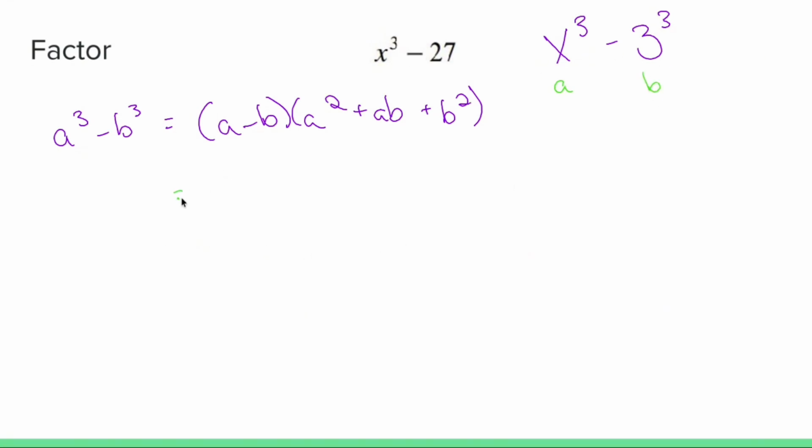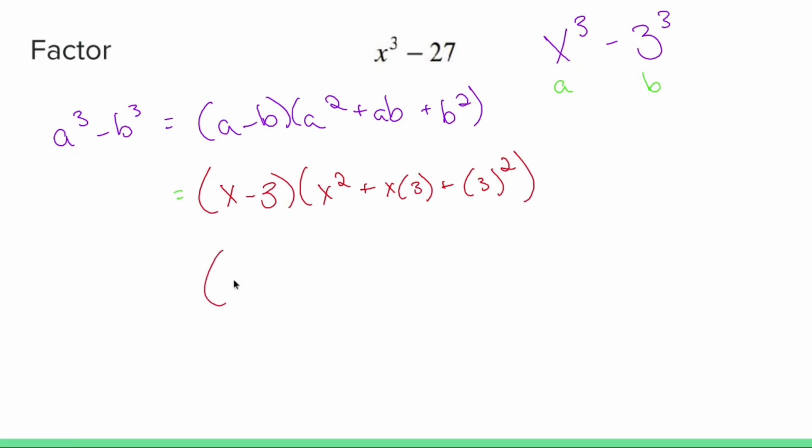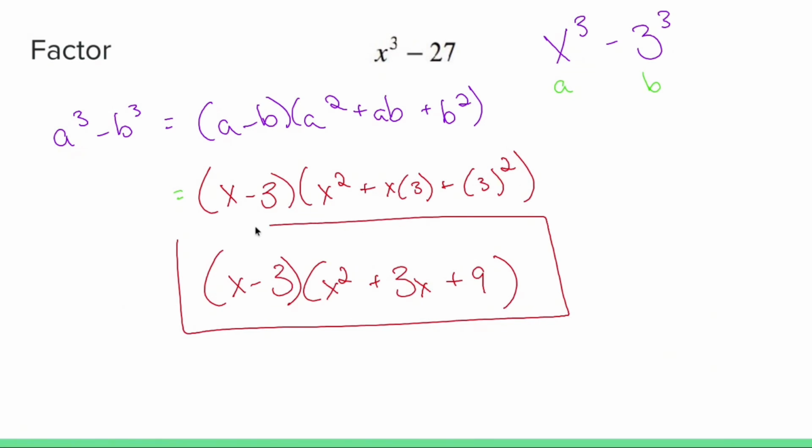Okay, so this becomes, and let me not use green because green doesn't show up that well, a is x minus b is 3 times a squared, which is x squared, plus a, which is x, times b, which is 3, plus b squared, which is 3 squared. Now let's clean that up. X minus 3 times x squared plus x times 3 is 3x plus 3 squared is 9. That is going to be your factored answer.